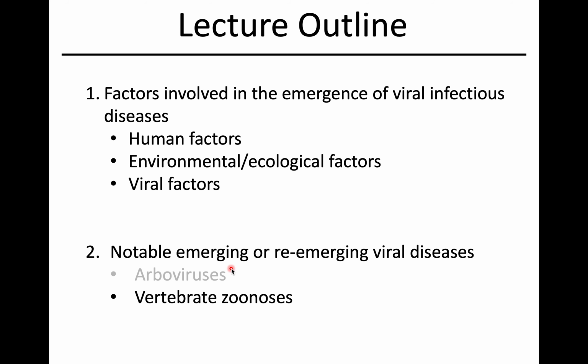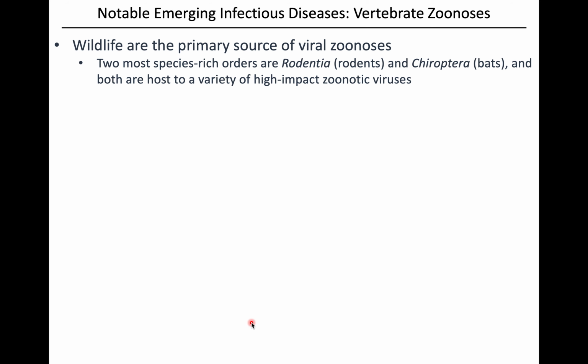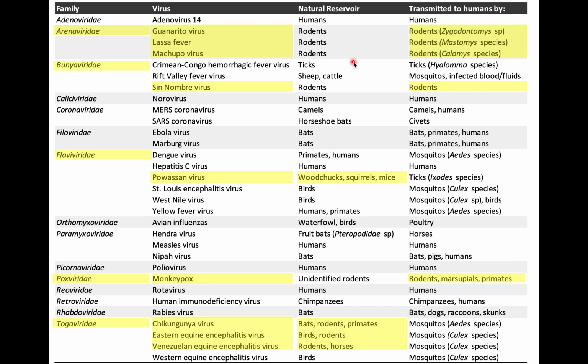All right, so that's the spiel on arboviruses. So let's talk for a few minutes about some of the animal transmitted vertebrate zoonoses. Although you do see zoonoses coming from domesticated animals, primarily we're concerned with wild animals, rodents, bats, as we saw in this table, right? So we see lots of different viruses being spread by rodents, for example.